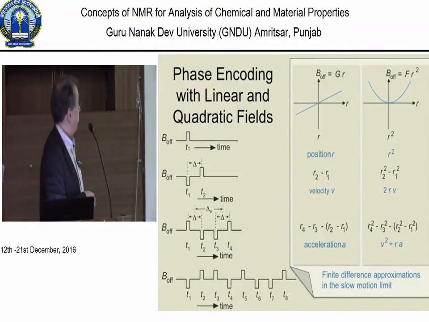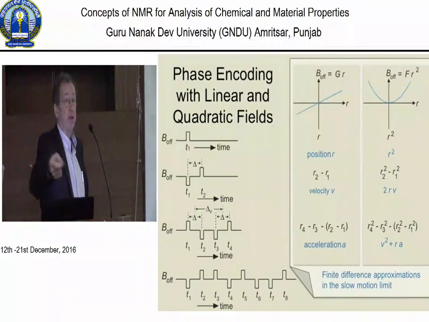And here's a very simple scheme how to do that. You have one gradient pulse and you learn about position. You have two anti-phase gradient pulses, an anti-phase pulsed field gradient pair. That's how people call it in the literature. So final position minus initial position divided by the time between the two pulses gives us velocity. And now how do you do acceleration? You take final velocity minus initial velocity and divide by the time between the two pulse pairs. That's acceleration. That's velocity change.